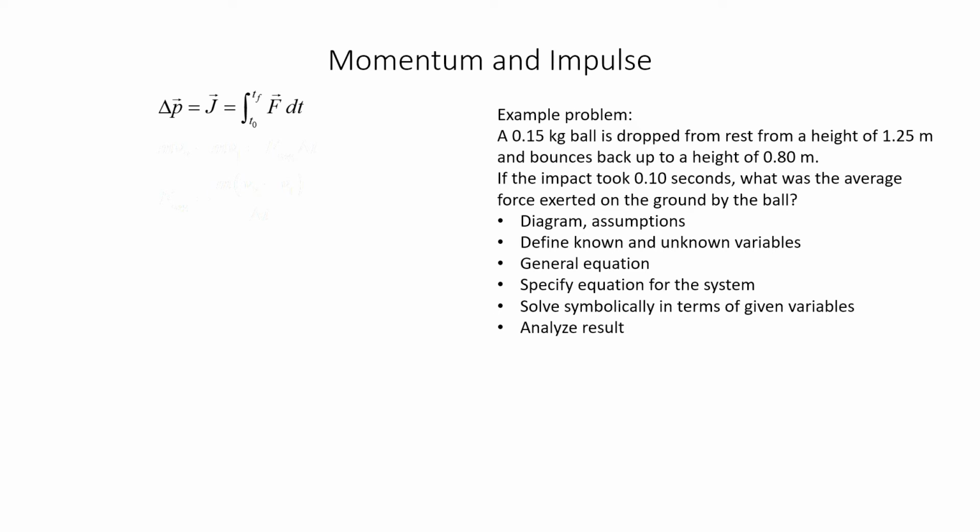We'll start with a diagram and assumptions. We'll define known and unknown variables. Our general equation, we know we're going to be working with momentum impulse. Then we'll specify that equation for our system, solve symbolically in terms of given variables, and analyze our result.